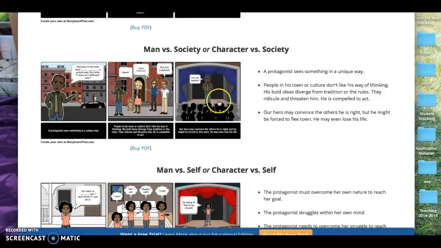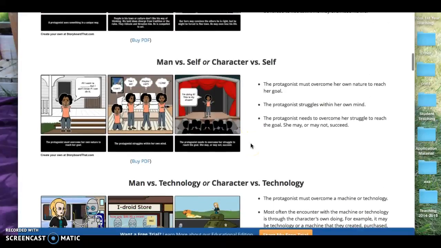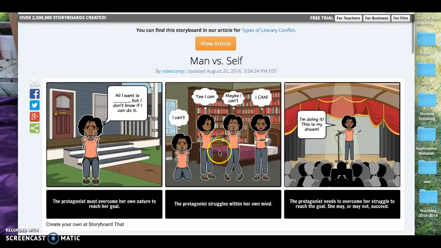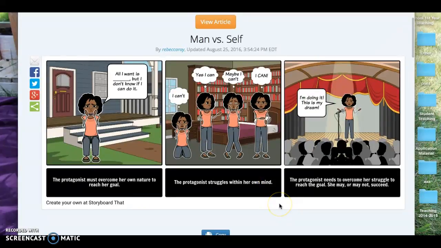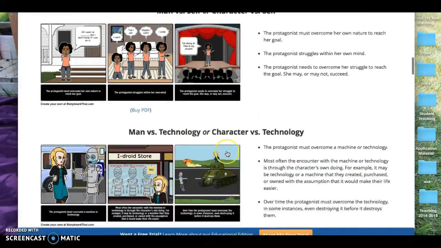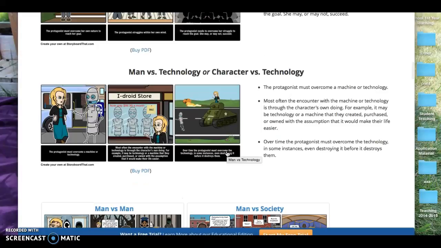You can go back. Man versus self. The protagonist must overcome her own nature to reach her goal. The protagonist struggles within her own mind. The protagonist needs to overcome her struggle to reach the goal. She may or may not succeed. Click on the picture, man versus self, storyboard. Click back.